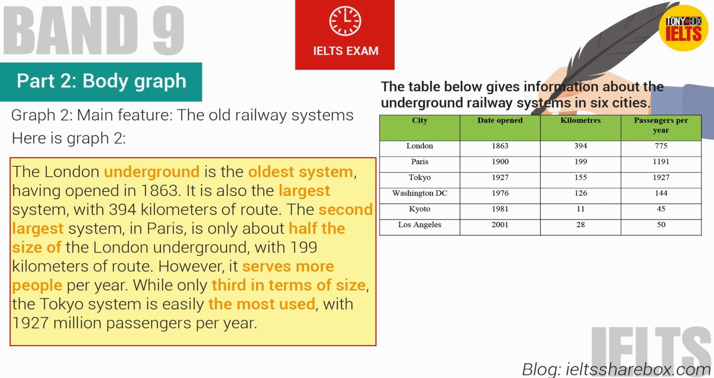While only a third in terms of size, the Tokyo system is easily the most used, with 1,927 million passengers per year.